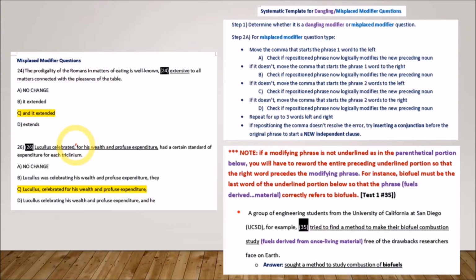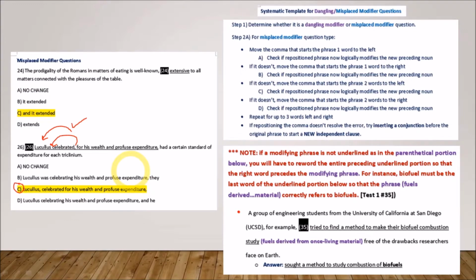We move this comma here one word left and reread the phrase, celebrated for his wealth and profuse expenditure, to see if it logically modifies Lucullus. And it does. Lucullus is celebrated for his wealth and profuse expenditure. And look, it's exactly choice C. We don't need to execute the rest of this template by moving the comma 2 or 3 words left and right because we already found the answer. But sometimes you will have to move the comma 2 or 3 words left and right to make sure that comma repositioning is not the solution.